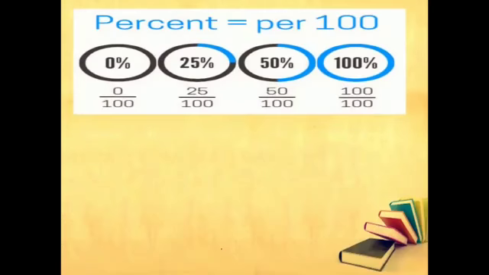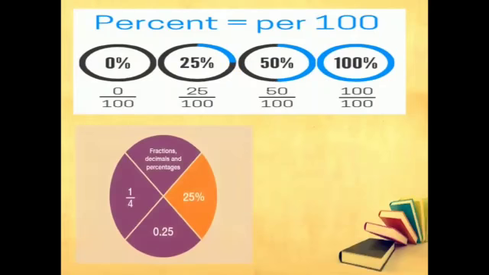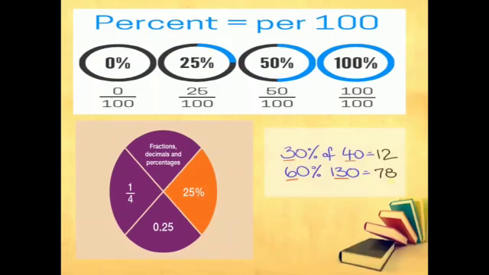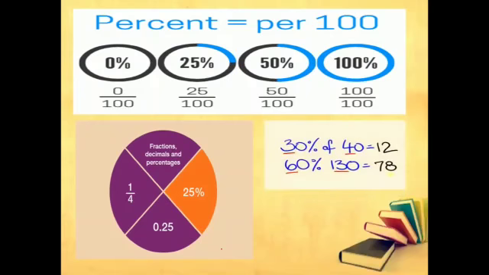Percent means per 100. 0% means 0 by 100. 25% is 1 by 4. 50% is half. 100% is full. So once you know the percent, it is very easy to convert into fraction, decimal and percent. This is a very easy trick for percent.